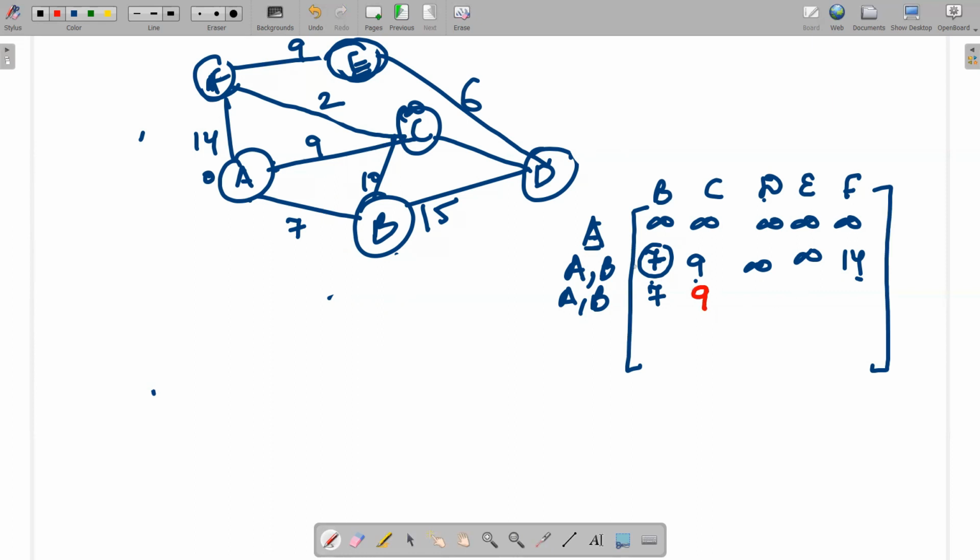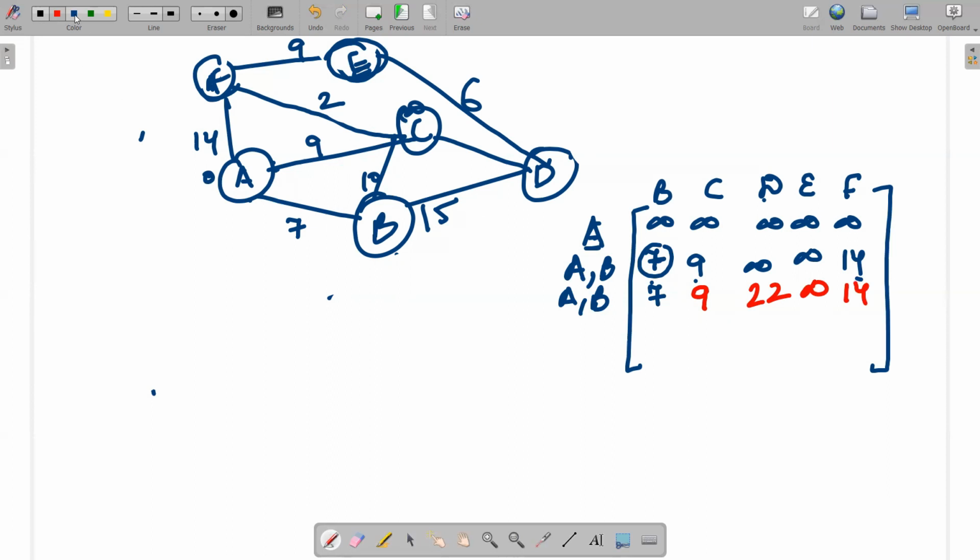Now, guys, I can reach D also. How? A to B, I have reached with 7, and 7 plus 15 becomes 22. At least I am reaching D. It was earlier infinite. Now it is 22. So I can put 22 over here. Can we reach E directly? We cannot, because even if we reach B from A, we cannot directly reach E. So we will put it as infinite, and we put F as 14.